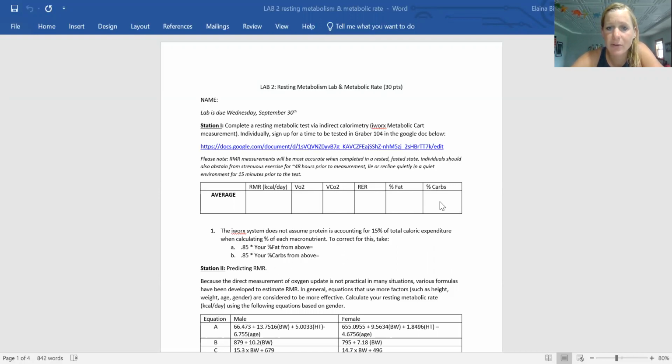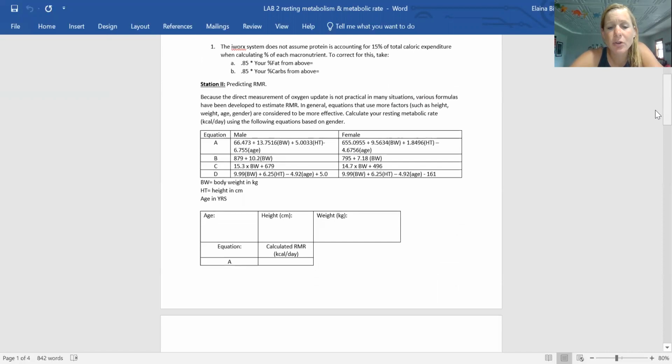So it'll give you a percentage of fats and a percentage of carbohydrates. But as we've talked about in lecture, or as you'll hear about in lecture, I can't remember which happens first, depending on when you sign up for a time slot for this, it doesn't account for protein as a contributor to metabolism. So you want to use this equation in order to account for that. Okay. The rest of this stuff you can do on your own.